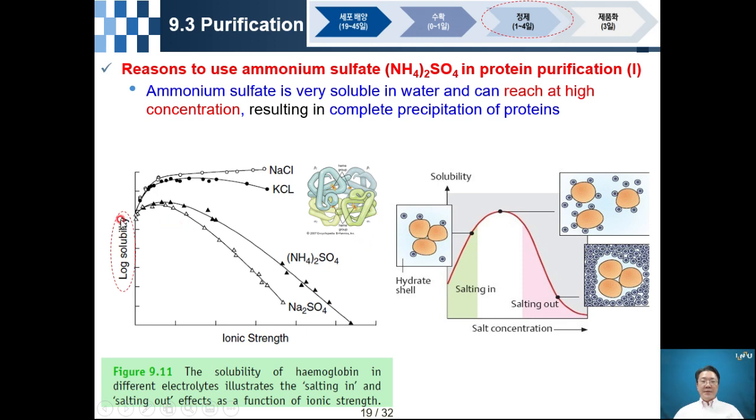If you see this graph, this is ammonium sulfate. Ammonium sulfate is very soluble in water, and it can reach high concentration. For example, ammonium sulfate can reach higher concentration, resulting in complete precipitation of proteins. At this ionic strength, the hemoglobin's solubility is nearly zero, resulting in complete precipitation of the hemoglobin. That's why we always use ammonium sulfate in protein purification.